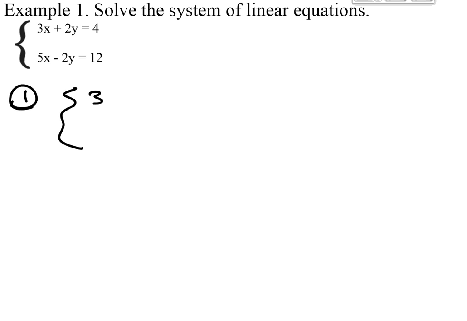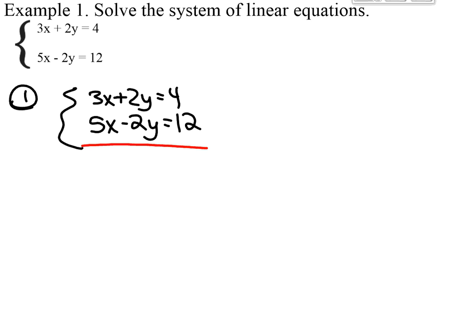And so our system is 3x plus 2y equals 4, 5x minus 2y equals 12. And again, it's already a situation where the y's are going to drop out. And so once you've written those, the y's are just immediately going to drop out. 3x plus 5x is 8x, equals 4 and 12 is 16. Divide by 8, x is equal to 2.